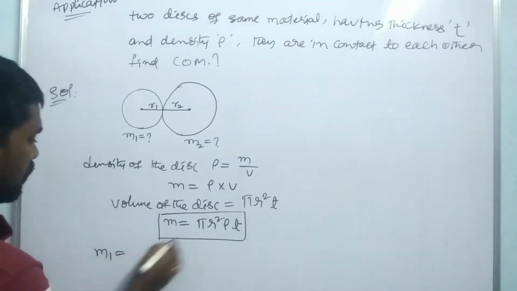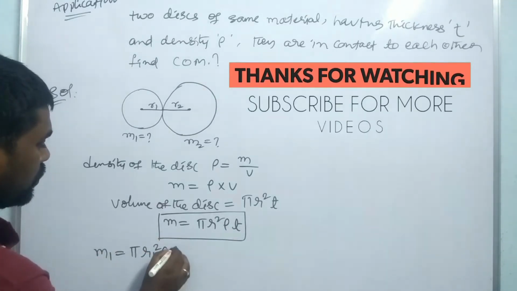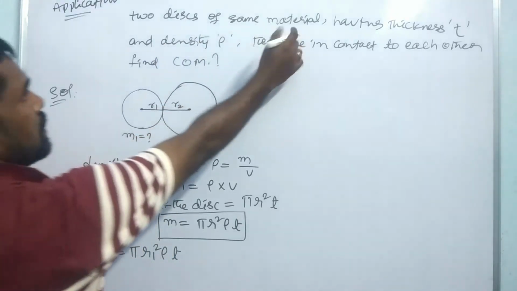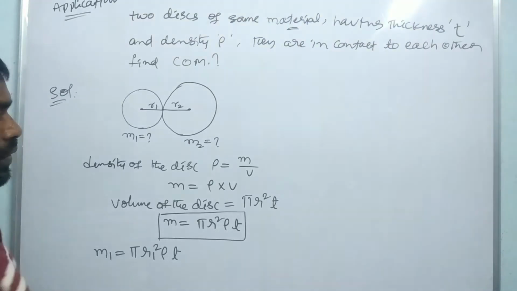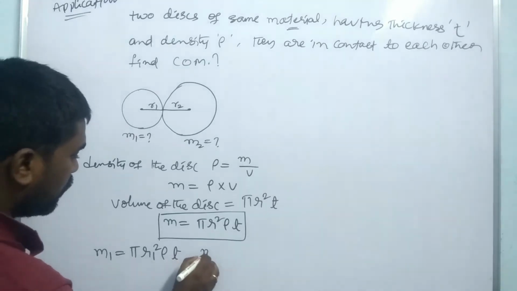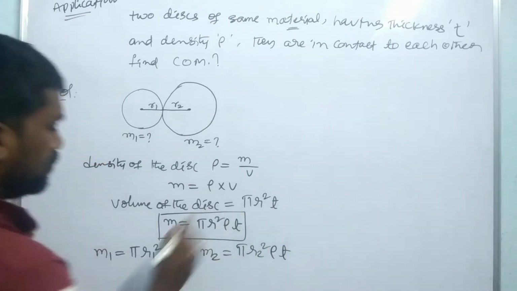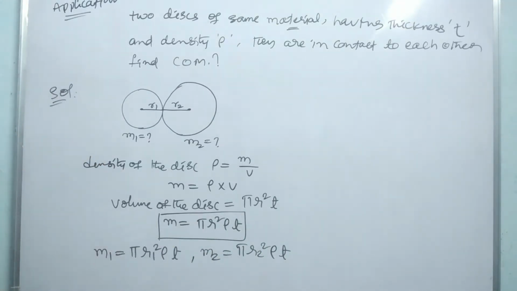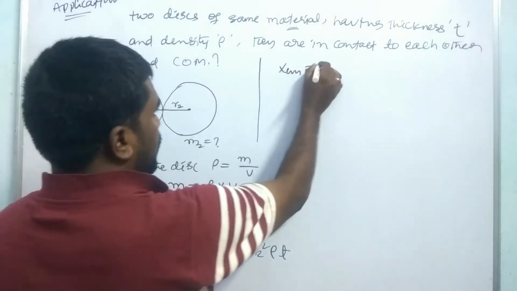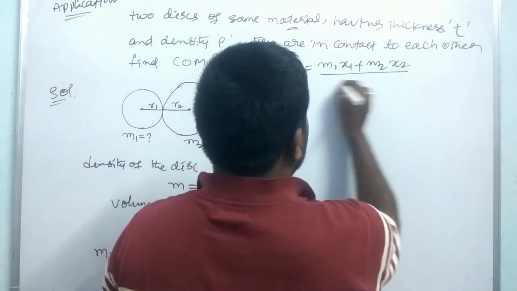m1 is equal to pi r1 square rho t, because rho is the same for each disc, since the material is the same, and thickness is also the same for both discs. And m2 is equal to pi r2 square rho t. So these are the masses. To find the center of mass, xcm is equal to m1 x1 plus m2 x2 by m1 plus m2.